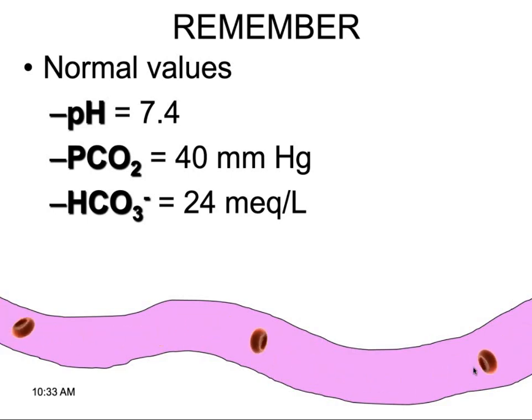What are these 3 values? Normal pH 7.4, PCO2 40 mmHg, bicarbonate 24 milliequivalents per liter.